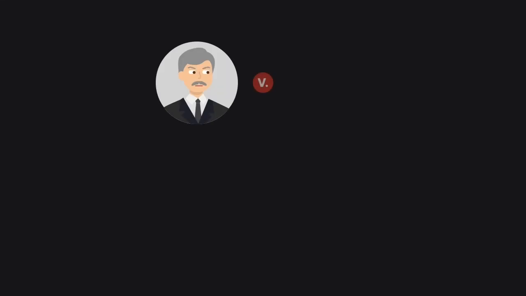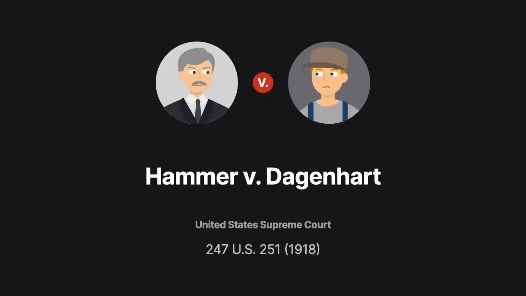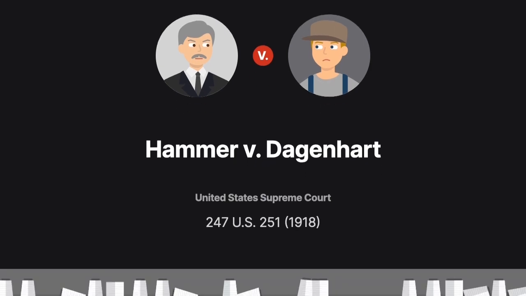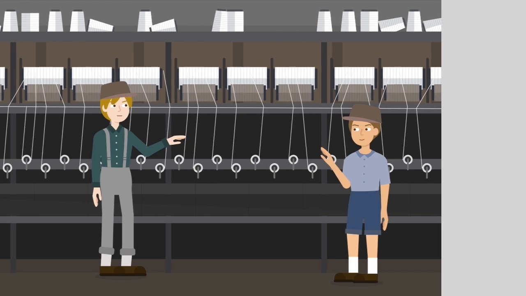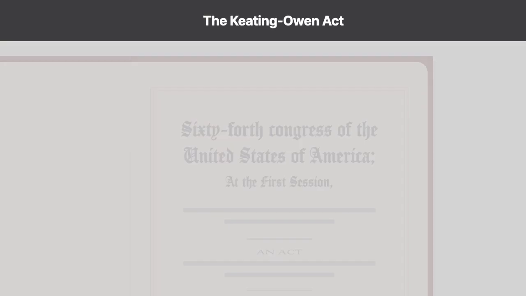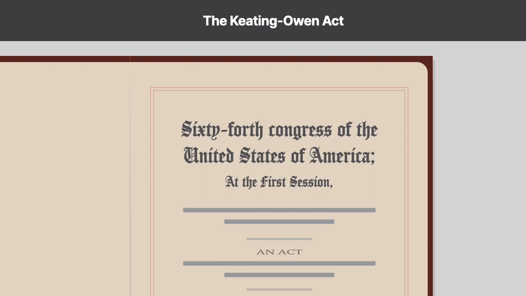In the case of Hammer versus Dagenhart, the United States Supreme Court stuck a dagger into the heart of a law that attempted to abolish child labor. Faced with increased concerns over the child labor conditions in mills and factories, Congress decided to take matters into its own hands. In 1916, it passed the Keating-Owen Act, which prohibited goods made by children under a certain age from being sold in interstate commerce.